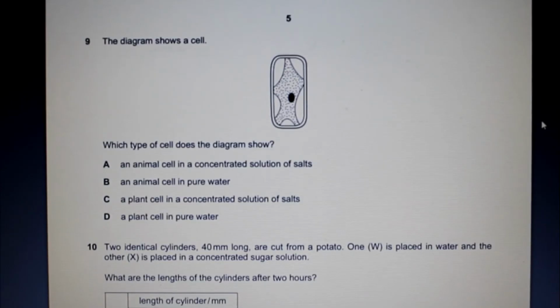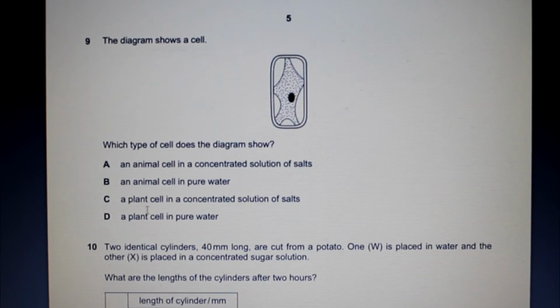Let's take a look at some questions from past papers. Question 9 asks us to take a look at this diagram, and it asks which type of cell the diagram shows. Before you try and determine what type of solution the cell is in, take a look at what type of cell this is. We can clearly see that there is a cell wall here, and thus we can conclude that it is a plant cell. So immediately we can eliminate A and B because those are animal cells.